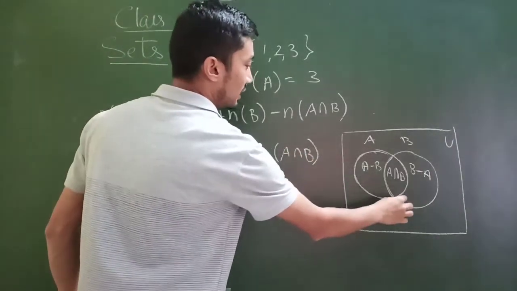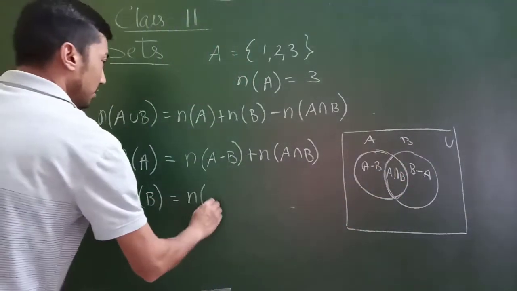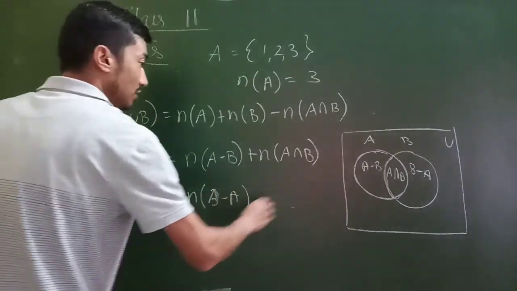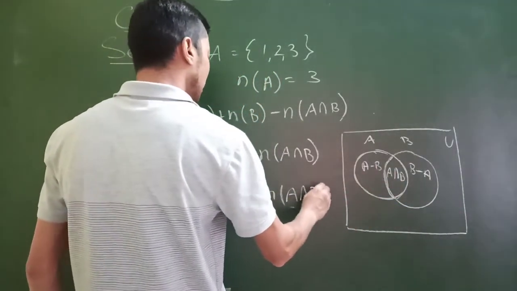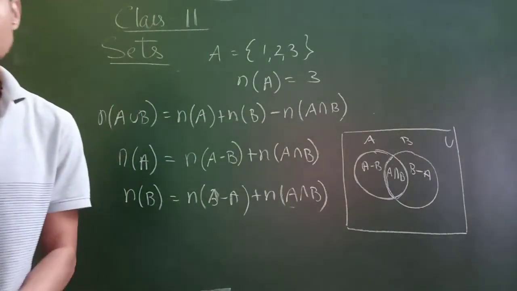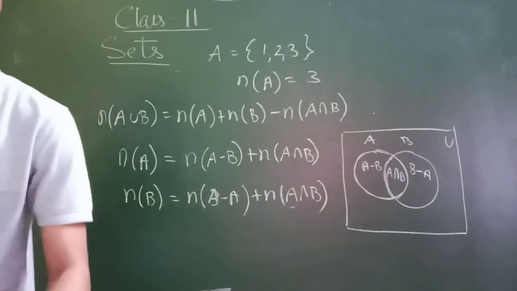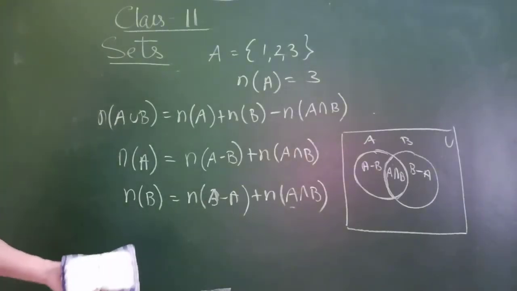Number of elements in A intersection B. Similarly, number of elements in B only is number of elements in B minus A. So these are some of the common formulas. Not complicated, it's not a very complicated thing.